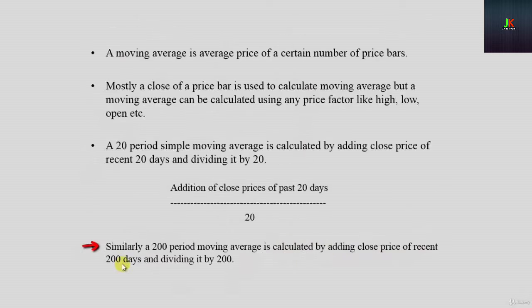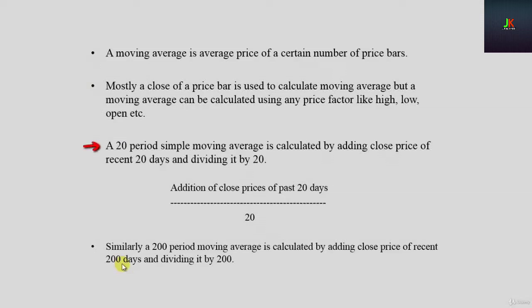Let's go ahead. I'll give you a brief introduction of what a moving average is, just in case you're not aware of it, and walk you through how it is calculated. Although we will not go into much depth on the calculations, it's still better to have a rough idea. A moving average is the average price of a certain number of price bars. Mostly the close of a price bar is used to calculate a moving average, but it can be calculated using any price factor like high, low, close, etc.